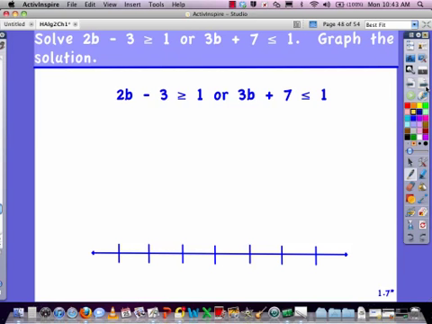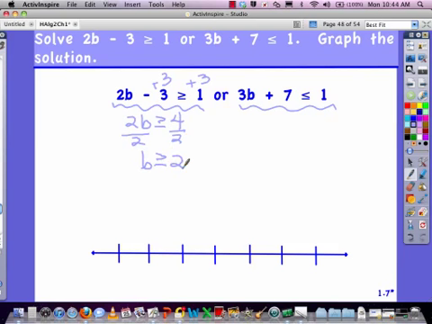Another compound. This time it has the "or" in it. Solve 2b minus 3 is greater than 1, or 2b plus 7 is less than or equal to 1. Again, two separate inequalities, so solve each one separately, and then take into consideration the "or." So, moving ahead that way, we'll add 3 to both sides. 2b is greater than or equal to 4. We'll divide by 2. b is greater than or equal to 2.